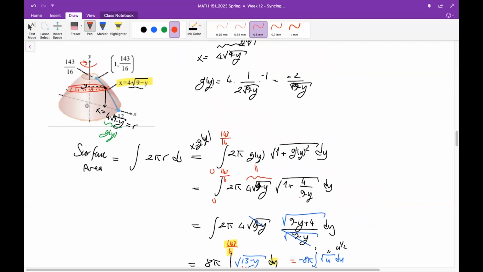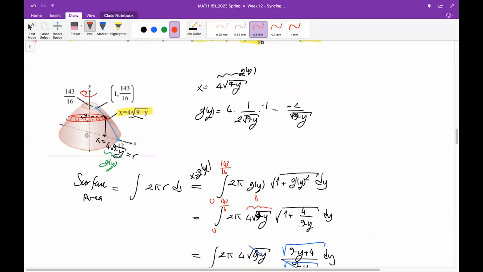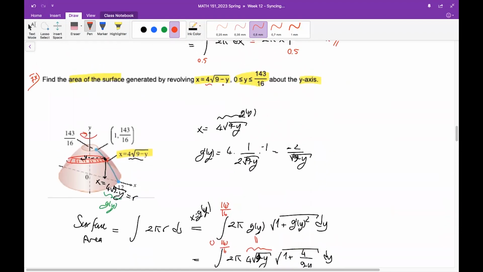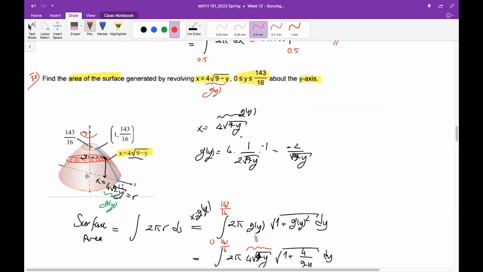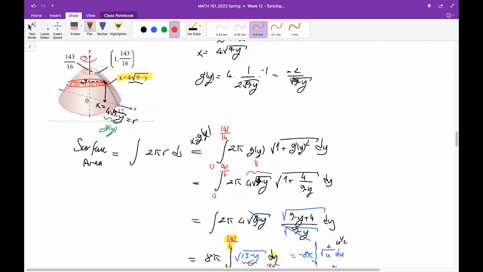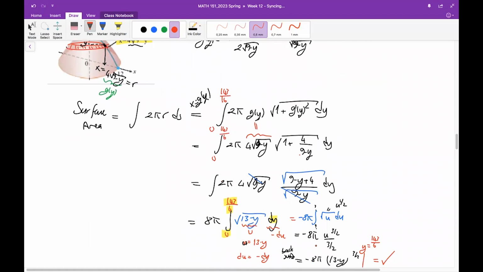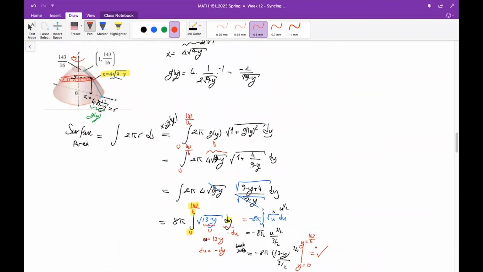Okay, so this is a nice example visualizing how you compute surface areas if the curve is given in terms of y. You see, everything is with respect to y here. Okay, so any questions about this solution where we computed the surface area? If not, I want to stop here.